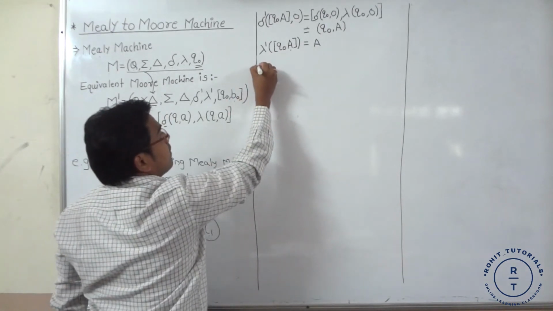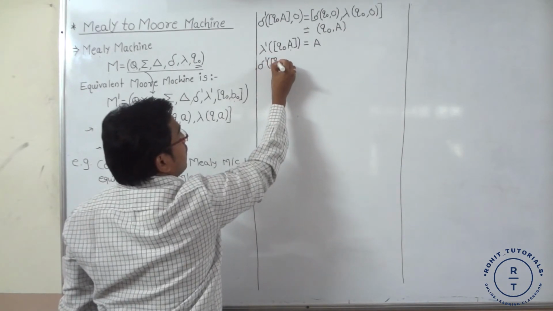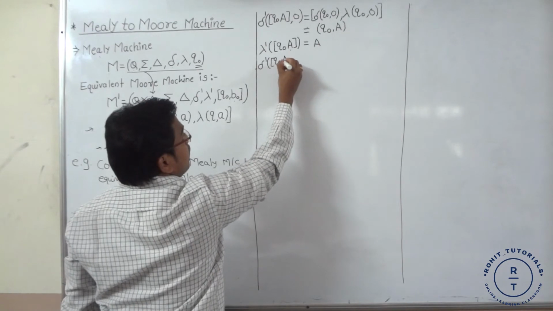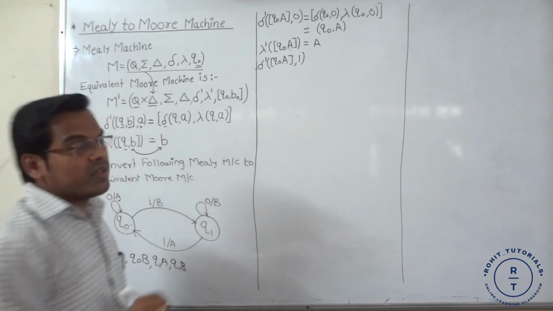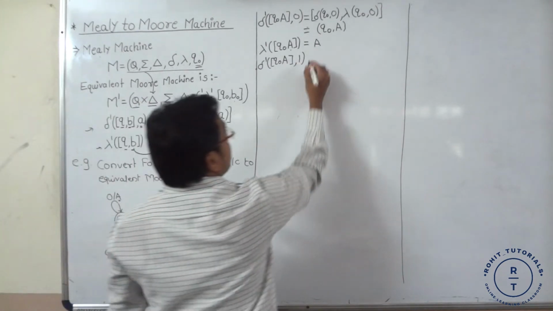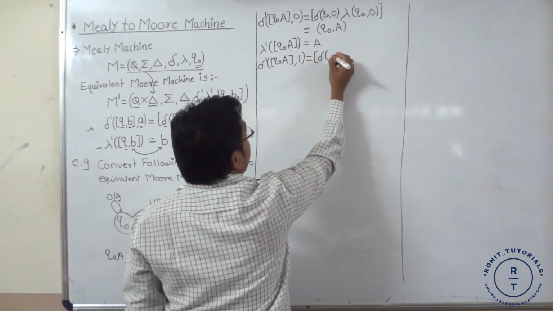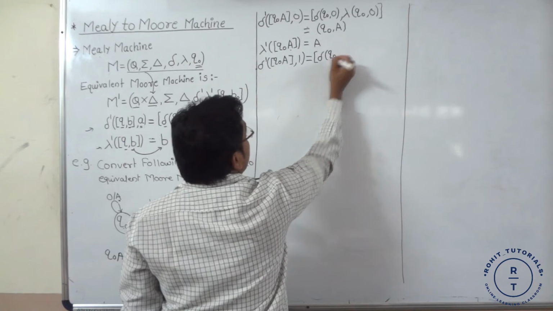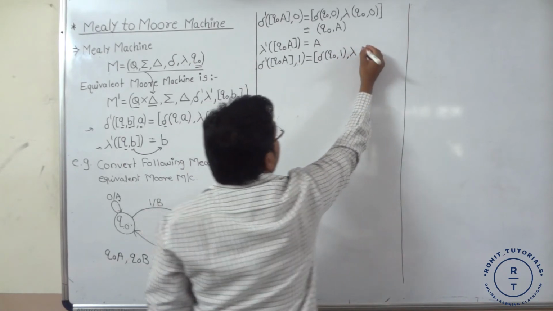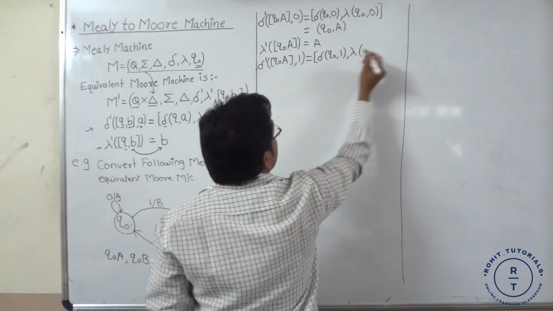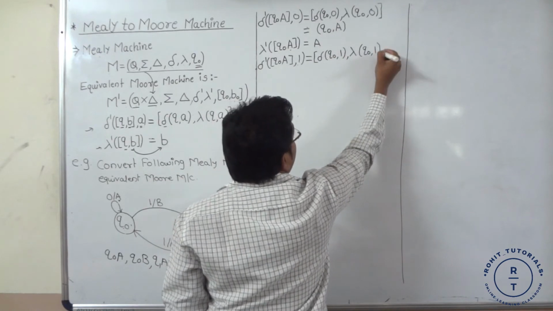Next is transition function Q0A, one input symbol is there. Equal to transition Q0, input is 1, comma, lambda Q0, input symbol is 1.